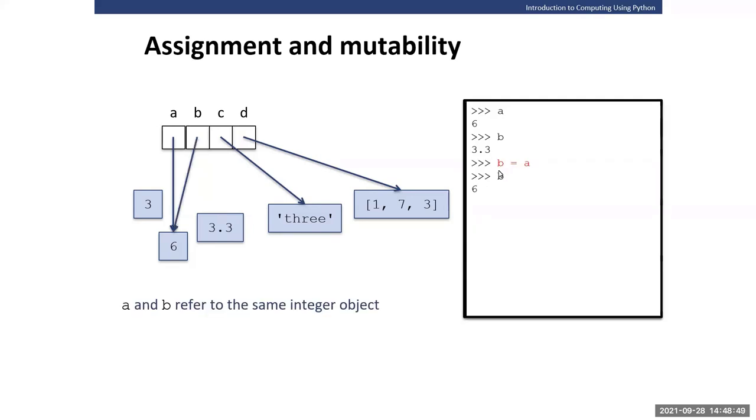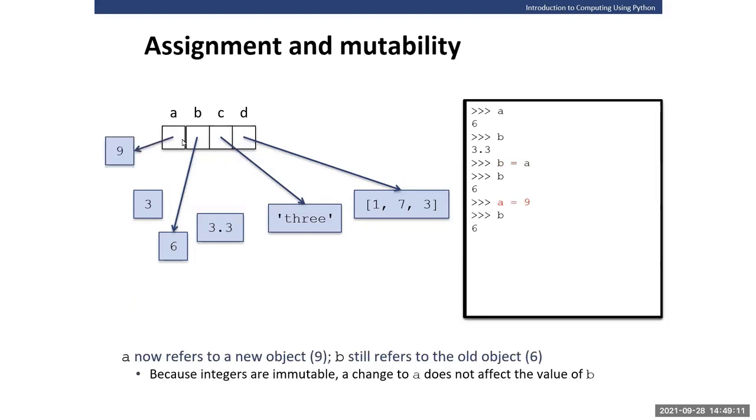Now let's suppose that I use B equal to A. So I did an equality. Now what will happen in the memory is that both variables A and B will point to an integer value equal to 6. Now, if I change the value of A, A will now point to a new value in the memory that's equal to 9, and B will continue to point to the value in the memory equal to 6. That's why, like we said, they're immutable.